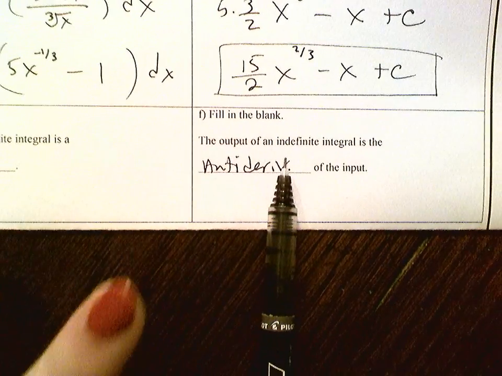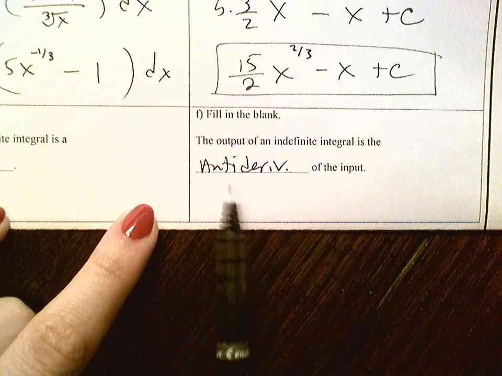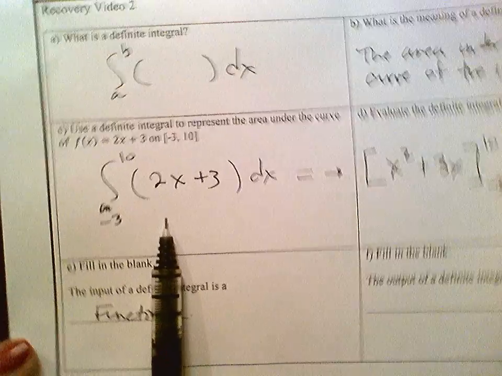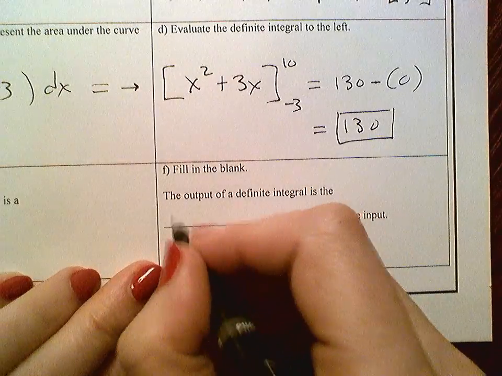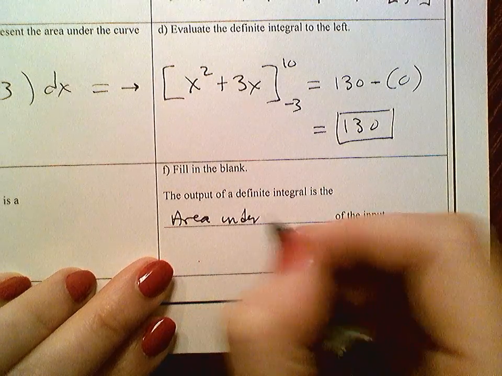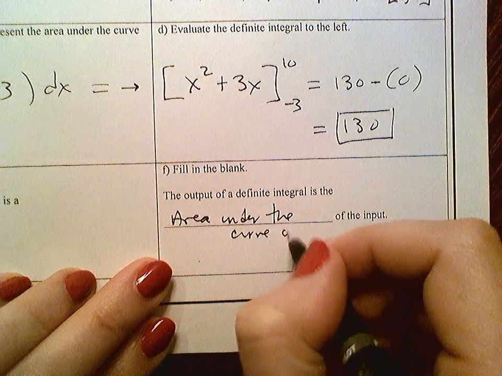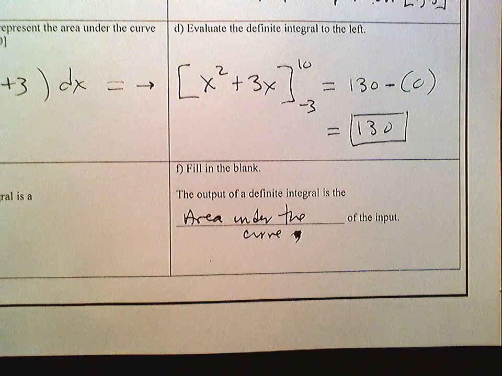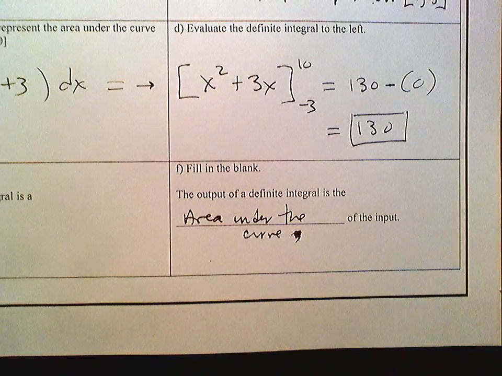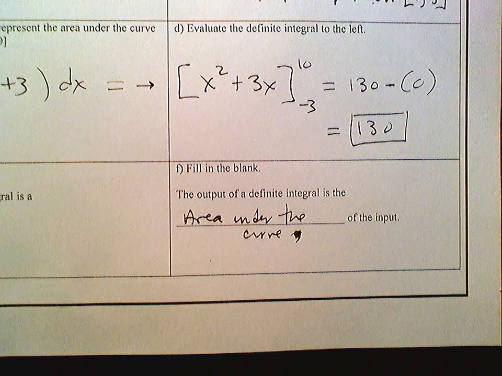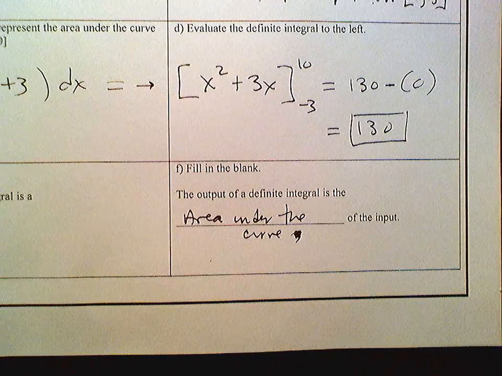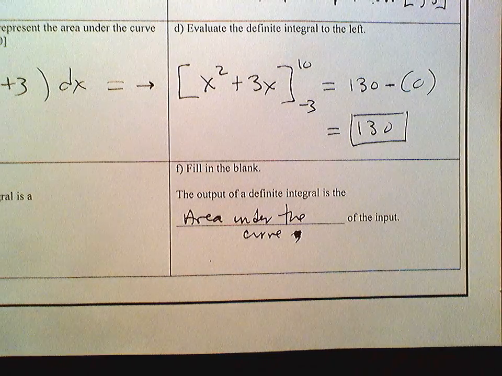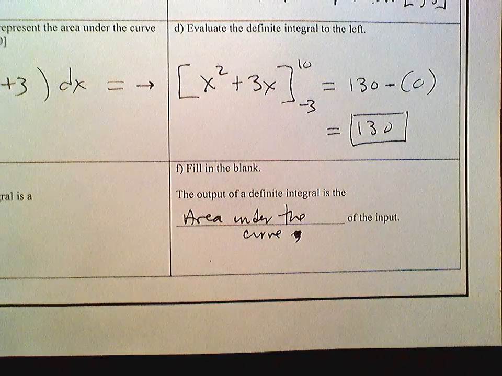The output, from yesterday, of an indefinite integral is the antiderivative of the input, but that's not the case with a definite integral. For a definite integral, the output is the area under the curve of the input. So the antiderivative is not the output. We have to take the antiderivative to find the area under the curve. That's the fundamental theorem of calculus that we're using there. But it's a different concept entirely that is the output.